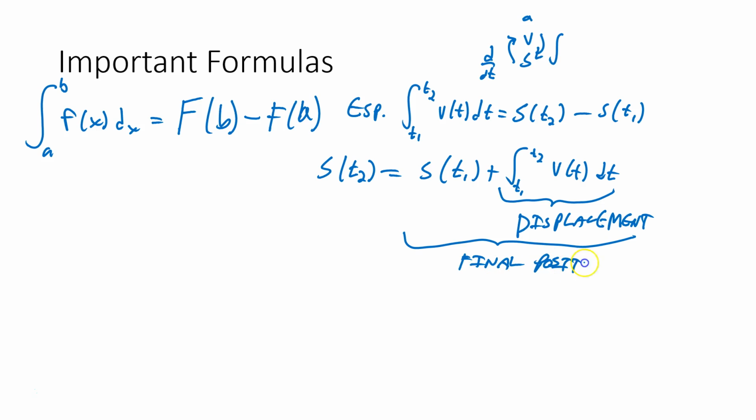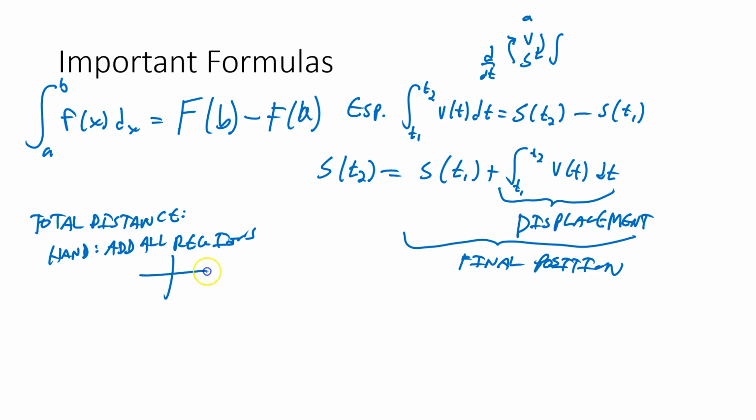And the other thing we talked about today was the total distance traveled. So total distance traveled, there are a couple ways. If you're doing it by hand, then what you have to do is find the area of all the regions. So you add all regions.